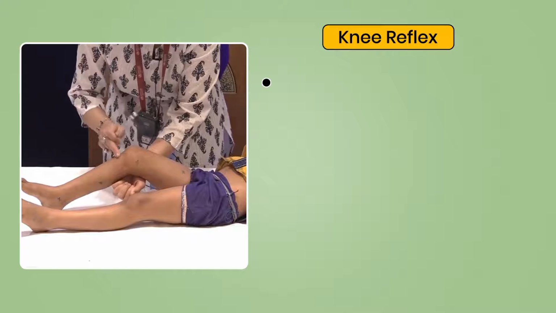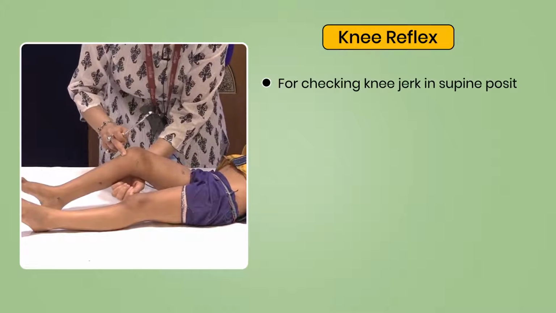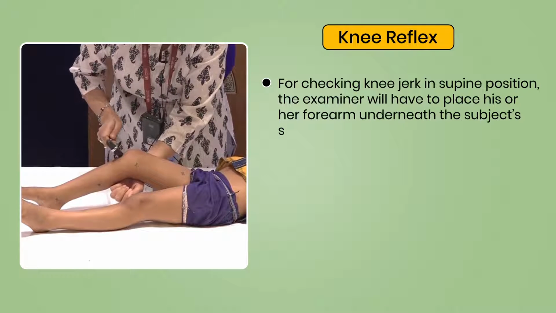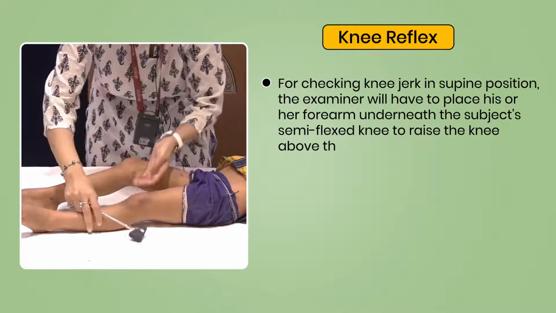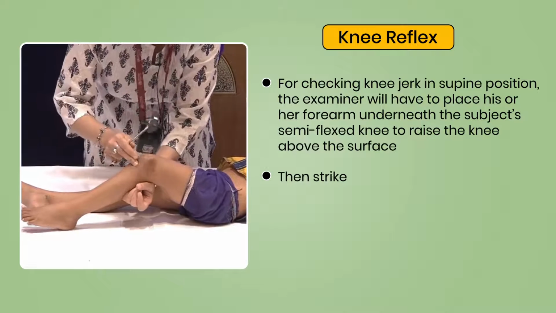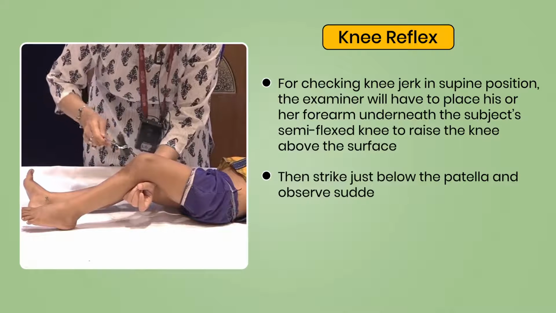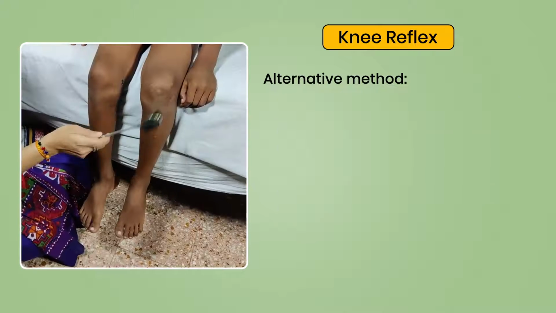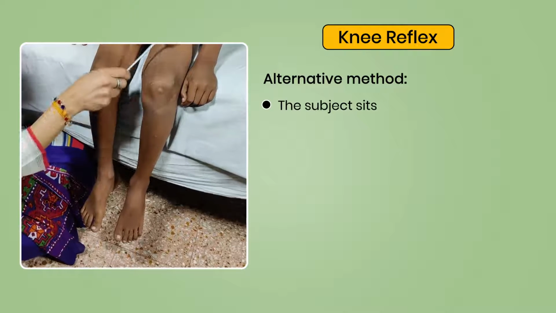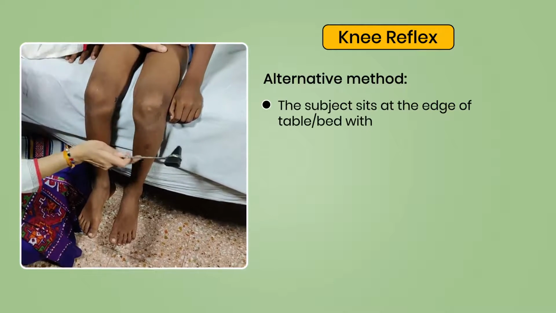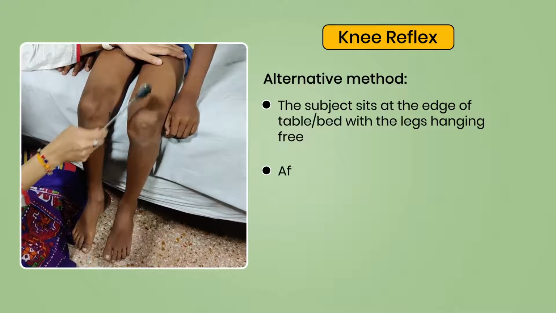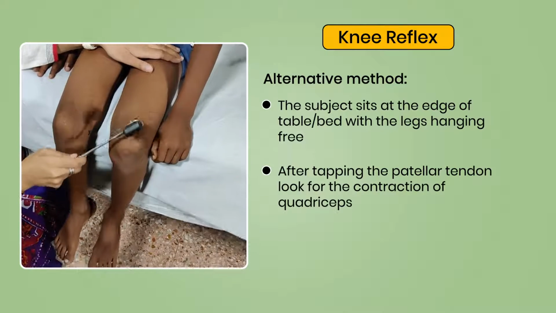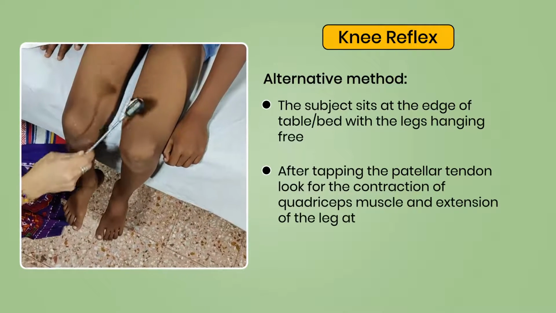Knee reflex. For checking knee jerk in supine position, the examiner will have to place his or her forearm underneath the subject's semi-flexed knee to raise the knee above the surface. Then strike just below the patella and observe sudden extension of the knee with the contraction of the quadriceps muscle. Alternative method: the subject sits at the edge of the table or bed with the legs hanging free. After tapping the patella tendon, look for the contraction of quadriceps muscle and extension of the leg and knee.